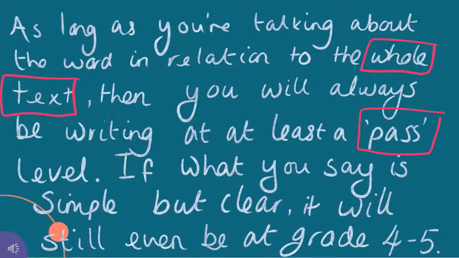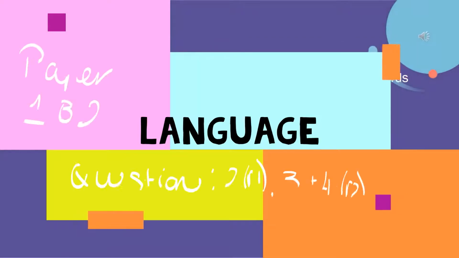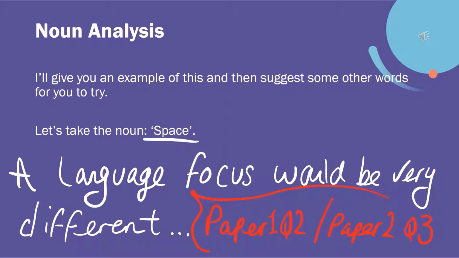If what you say is simple but clear, it can still even be at a grade 4 to 5 if you say enough. 2 or 3 sentences will never get you any more than a few marks. A language focus will be very different from this, and will be relatable to paper 1 question 2 and paper 2 question 3, and even in half of paper 2 question 4. You would just have to do this twice and compare them together for that question.